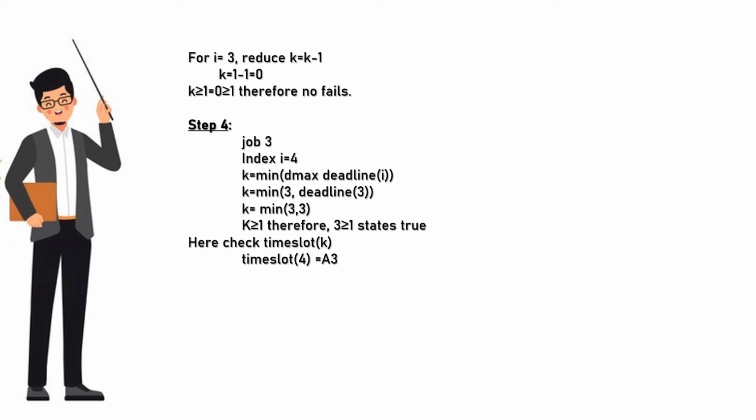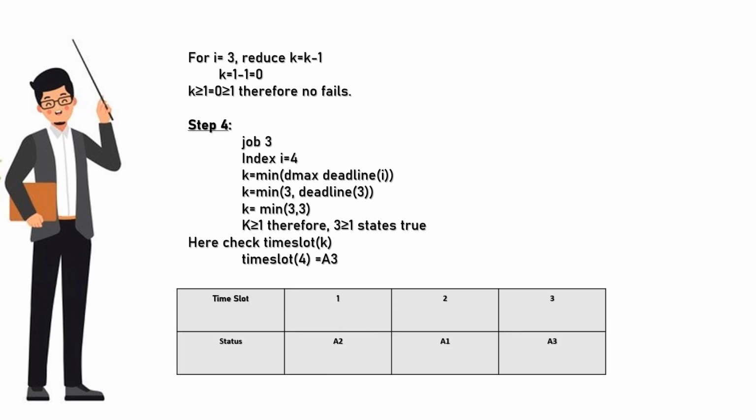Step 4, job A3. Index I equals 4. K equals minimum of Dmax, deadline I, K equals minimum of 3 and 3, K equals 3. K greater than or equal to 1, therefore 3 greater than or equal to 1 states true. Here check time slot K. Time slot 3 equals A3. Here comes the time slot table. Now the time slots are full. Therefore the required job sequence maximum profit is 100 plus 60 plus 20 equals 180.